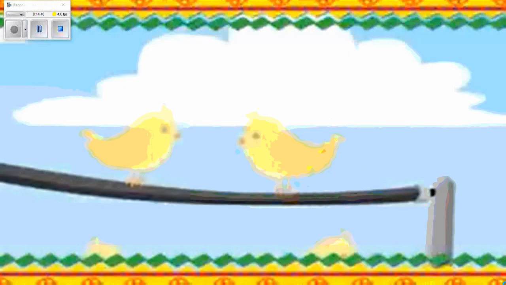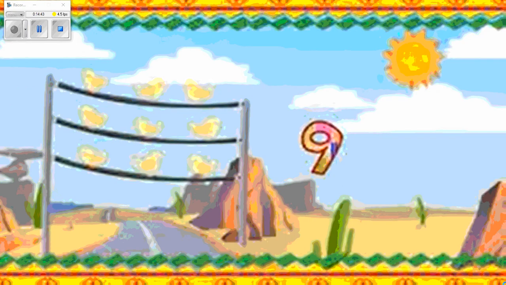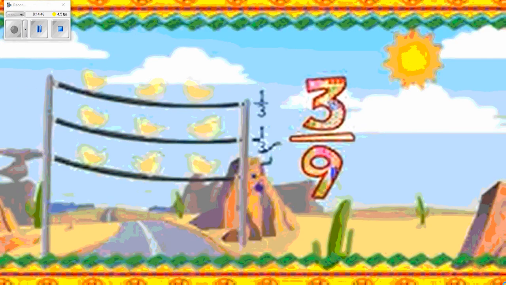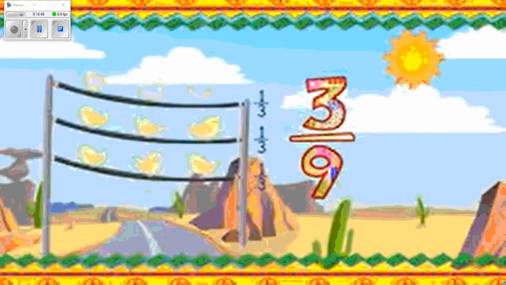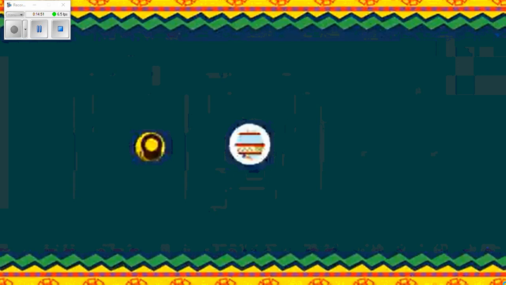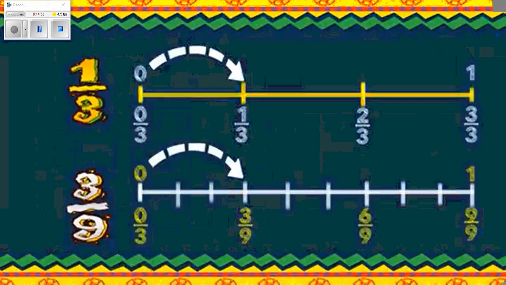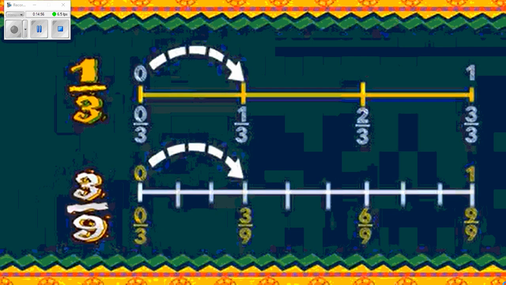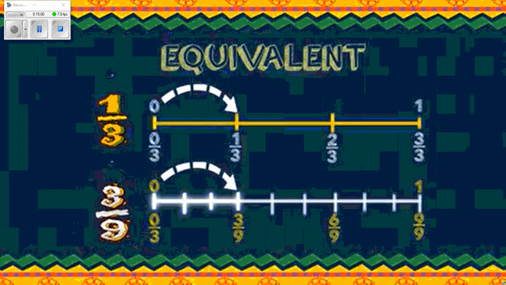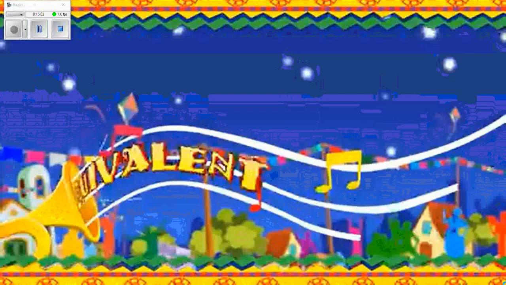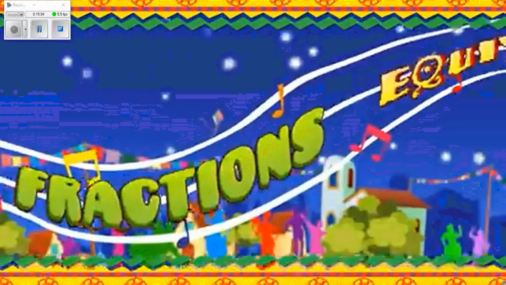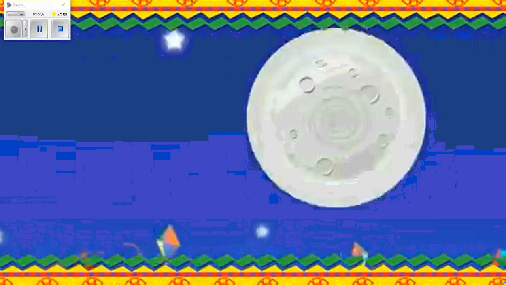Once upon a time, there were 9 canaries on telephone wires sitting down in threes. Each wire contained 1/3 of the bird, so 3/9 is equivalent to 1/3. Drawing 1/3 and 3/9 on a number line shows 1/3 equals 3 parts out of 9. Therefore, equivalent is the word that describes 3/9 and 1/3. Equivalent fractions is the name for fractions whose values are the same.